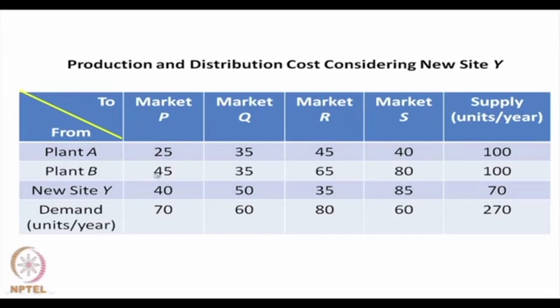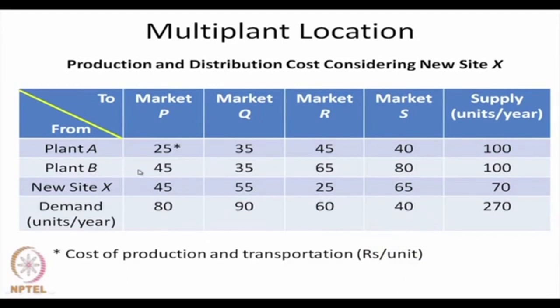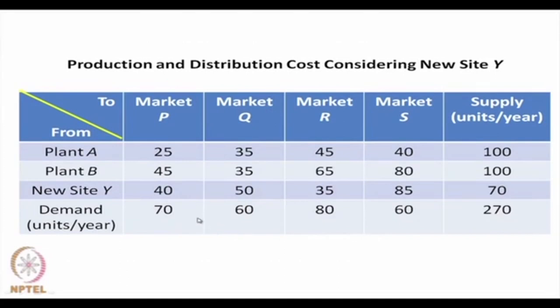Similarly, how much from B to PQRS, and similarly, how much from Y to PQRS, provided we go for Y. And in a similar fashion, we can also find the same values for A, B and X, so that, of course, the total demand in each market is satisfied and the total production in plants A, B and X is supplied to the markets. Now, we can find out the total cost of production and transportation if new site X is there, and in a similar fashion, we can find out the total cost of production and distribution if new site Y is decided.